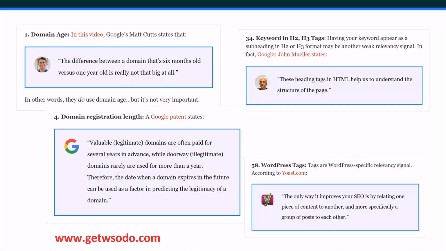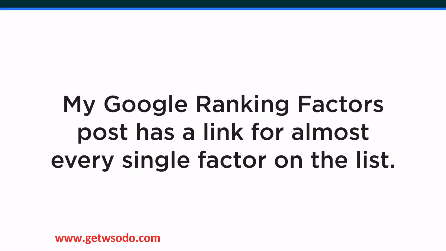For example, my Google Ranking Factors post relied heavily on other sources like statements from Google, patent filings, blog posts, and quotes from Google employees. And I cited every single source that I used. In fact, my Google Ranking Factors post has a link for almost every single factor on the list.